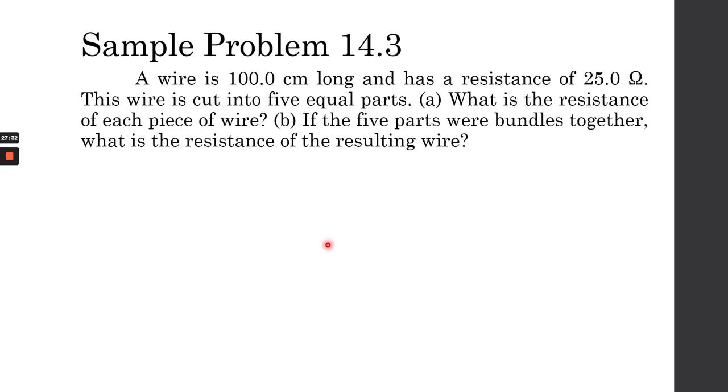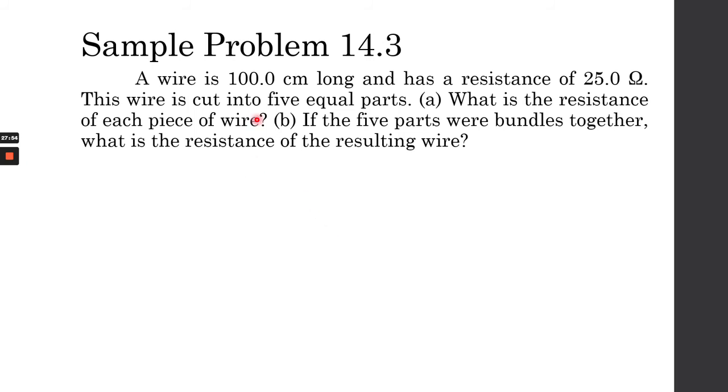Sample problem 14.3. A wire is 100 centimeter long and has a resistance of 25 ohms. The wire is cut into 5 equal parts. A. What is the resistance of each piece of wire? B. If the 5 parts were bundled together, what is the resistance of the resulting wire?